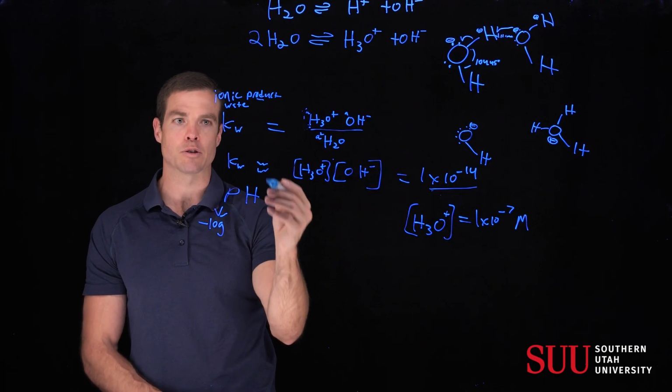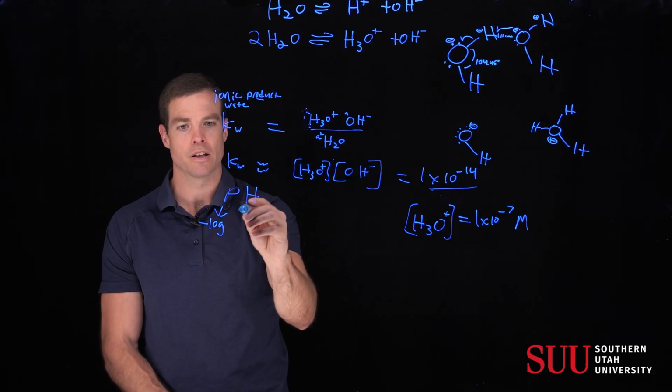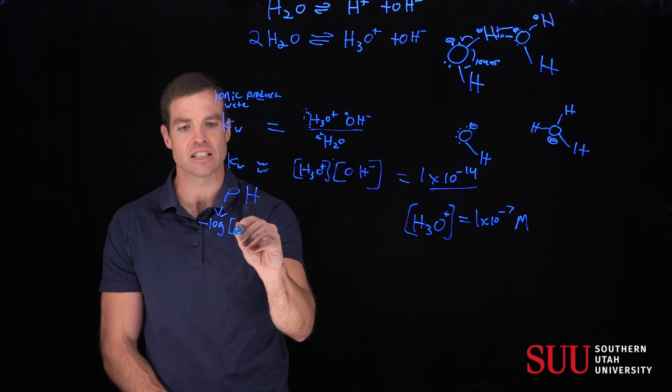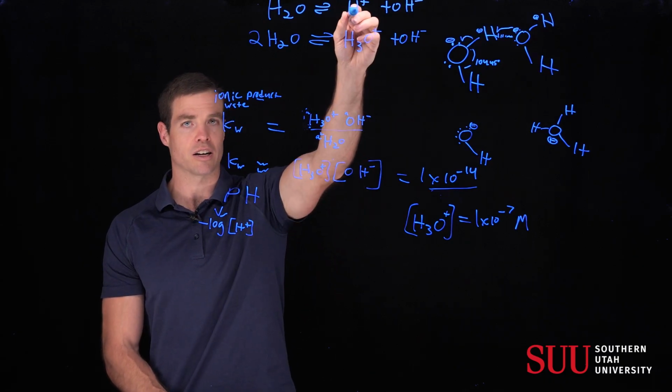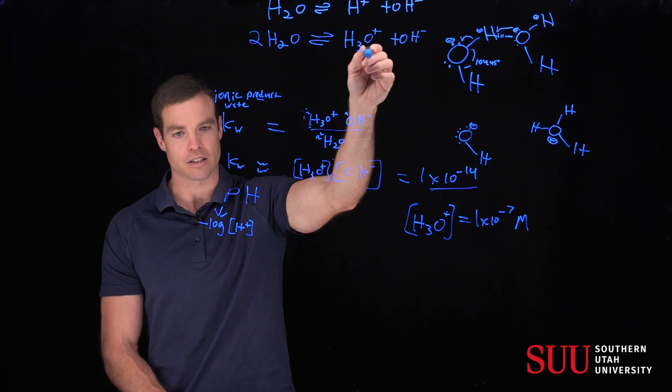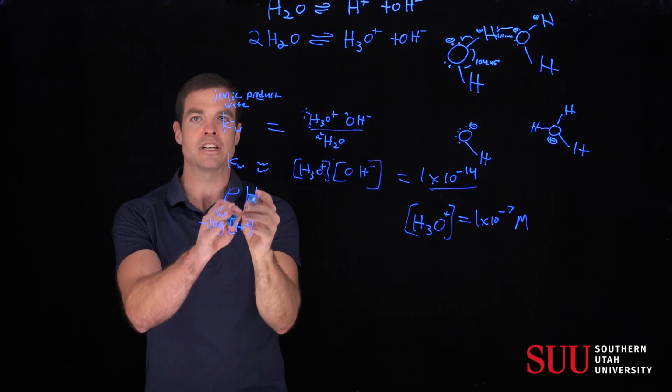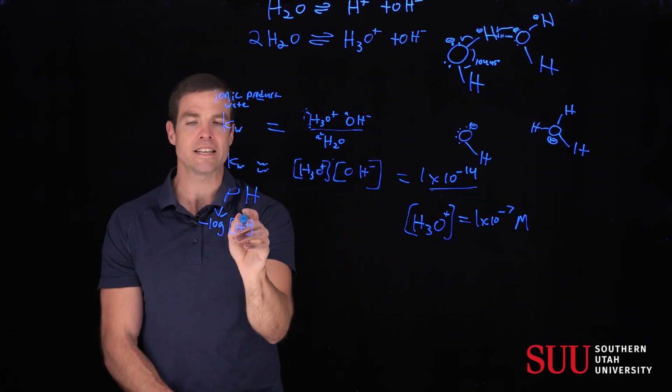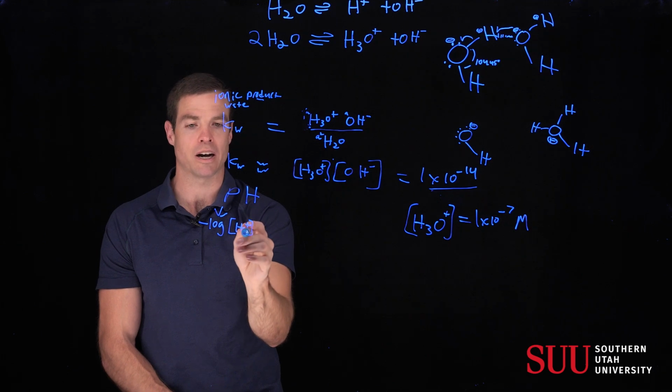The H has reference to what? What does the H mean? The H has reference to the hydrogen ion concentration. In other words, the hydronium ion concentration. That's what the definition of pH means: simply, what is the concentration of hydronium ion?